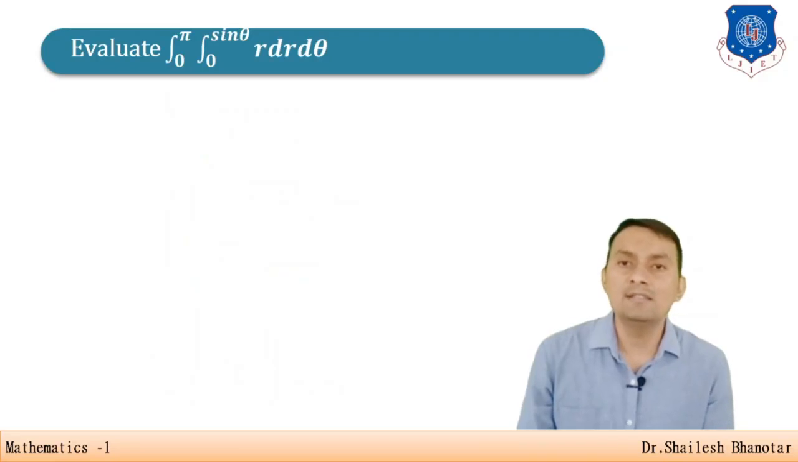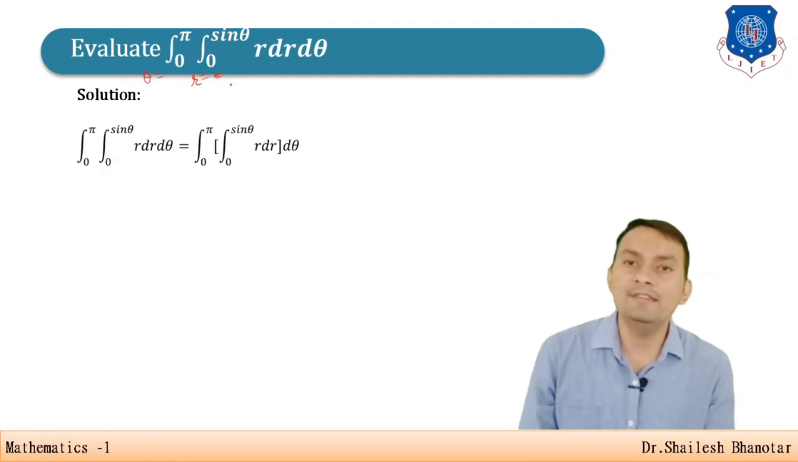So let us see another question. This is the integration from 0 to sine theta. This is the interior limit for r and this is the outer limit as an angle for theta. When you integrate first with respect to r, you get r square by 2 over r from 0 to sine theta, and then d theta. When you put r equal to sine theta, you get sine square theta divided by 2, and r equal to 0 gives 0.